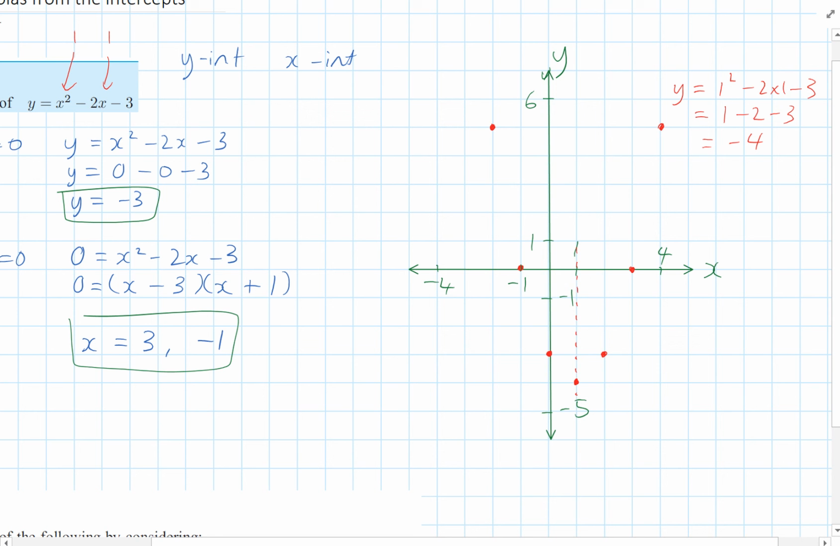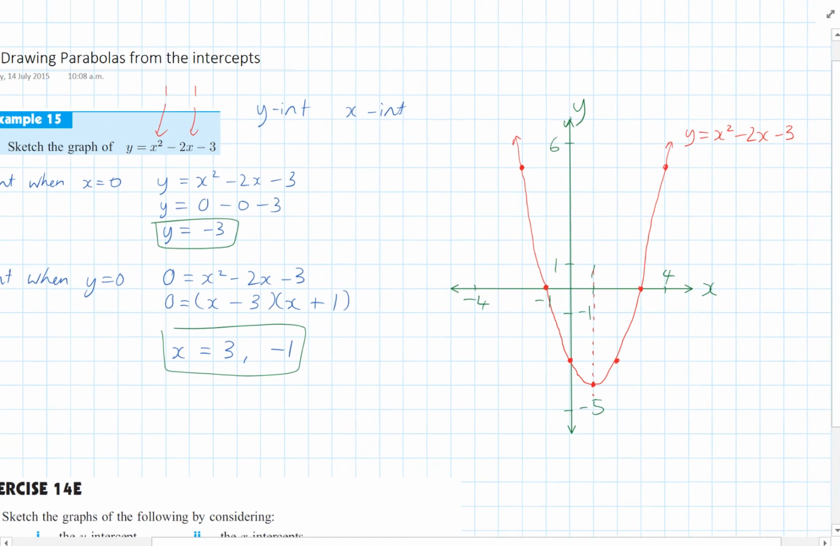So now I've got plenty of points to plot. So I will just sketch it in as carefully as I can, which is quite hard on the tablet. There we go. And put on arrows to show that it's continuing forever. And just write y equals the equation of the graph.